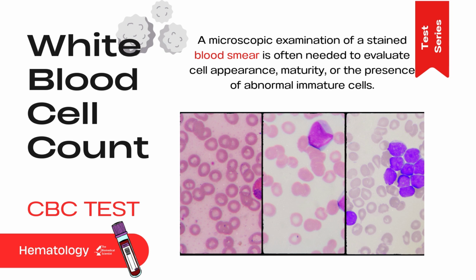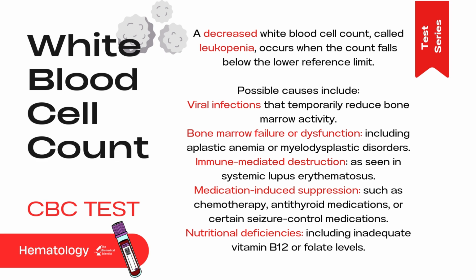A microscopic examination of a stained blood smear is often needed to evaluate cell appearance, maturity, or the presence of abnormal immature cells. A decreased white blood cell count, called leukopenia, occurs when the count falls below the lower reference limit. Possible causes include viral infections that temporarily reduce bone marrow activity; bone marrow failure or dysfunction, including aplastic anemia or myelodysplastic disorders; immune-mediated destruction, as seen in systemic lupus erythematosus; medication-induced suppression, such as chemotherapy, antithyroid medications, or certain seizure control medications; nutritional deficiencies, including inadequate vitamin B12 or folate level.